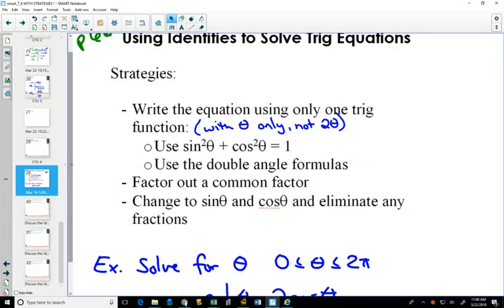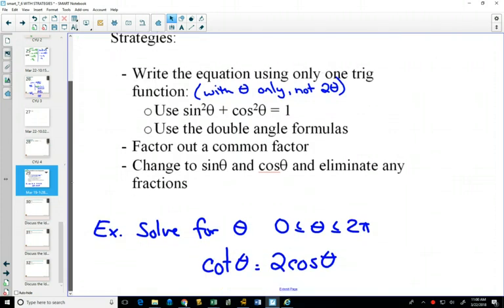Other strategies: sometimes you won't be able to change an equation to only one trig function, but you might be able to have a common factor. And finally, a strategy that we use in proofs also comes into equations: you're going to change to sine and cos and eliminate any fractions.